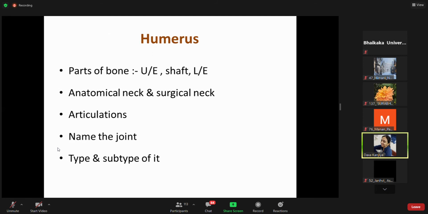Now the humerus. Anatomical parts of the humerus include the upper and lower ends and the shaft of the long bone. Now for the upper end, there is a head and neck. There are three types of necks seen in the humerus. These are the anatomical neck and surgical neck.